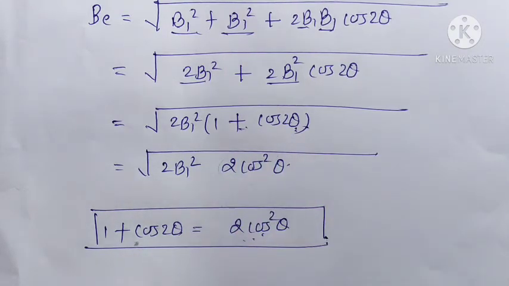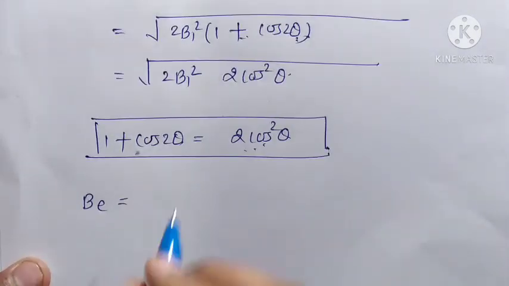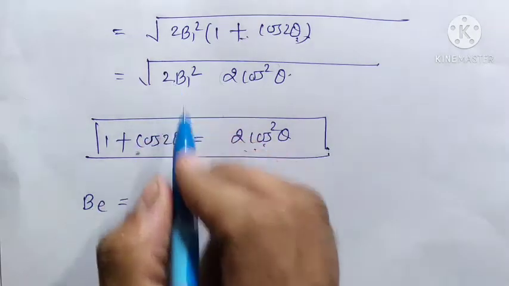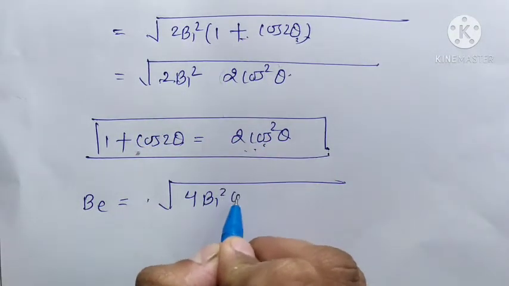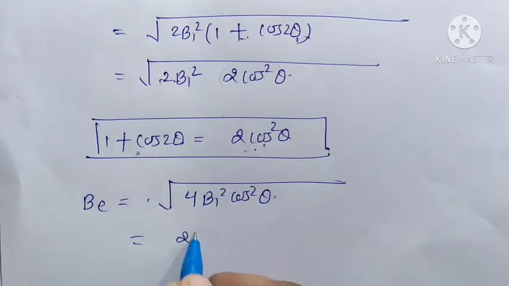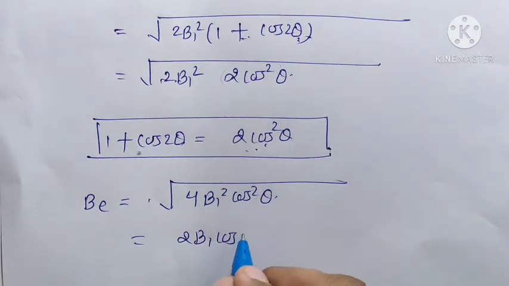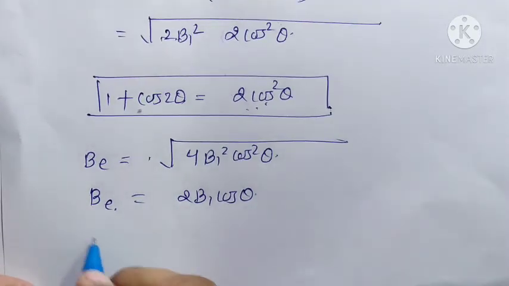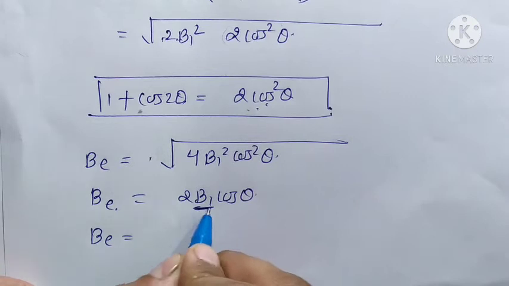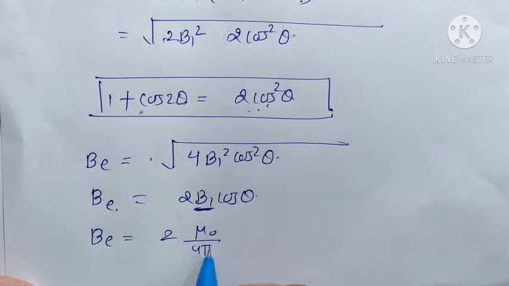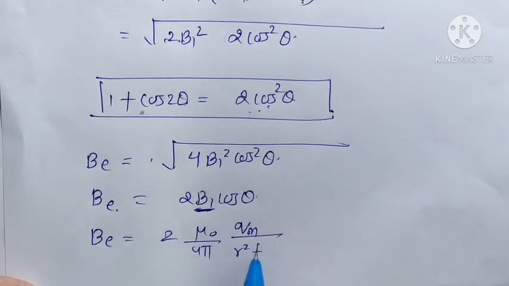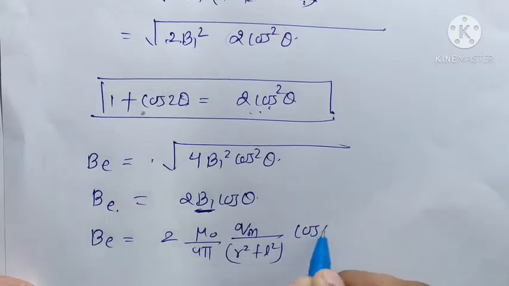So B_E is equal to 2 into 2, that is 4 B1 square cos square theta, so 2B1 cos theta. Finally we put the value of B1 here, and we already know that the value of B1 is mu naught upon 4 pi, qm upon r square plus l square, cos theta.